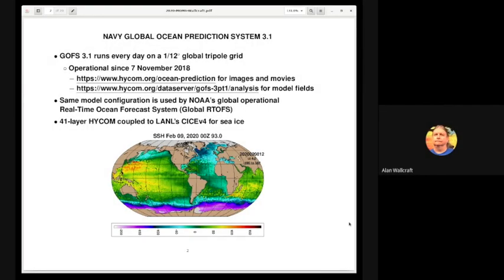So the Navy Global Ocean Prediction System runs every day on a 12-degree tripole grid. It's been operational since late 2018. And if you go to hicom.org, you can get redirected to NRL for images and movies. Or you can download the actual model fields from our data server. It's 41 layer HYCOM coupled to CICE 4 for sea ice.